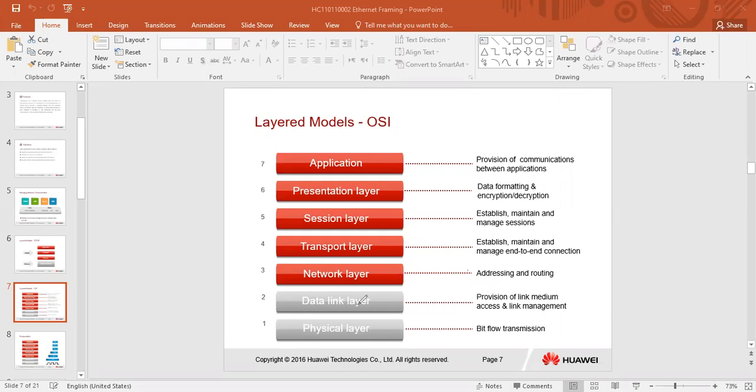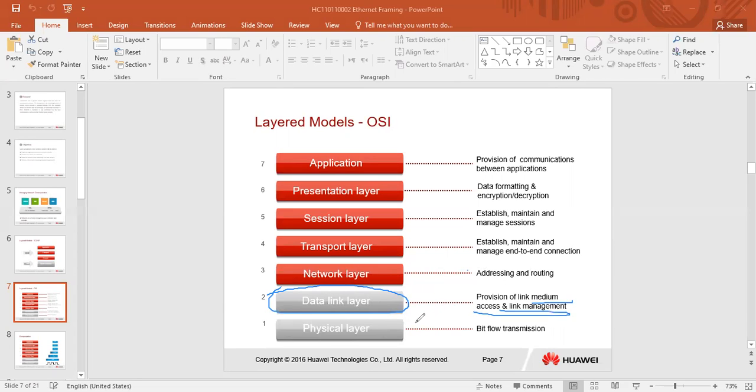The next layer is the data link layer. One function of the data link layer is that it provides physical addressing, like MAC addressing. The second function of the data link layer is framing. The third function is medium access: it provides access to whichever type of medium you are using.